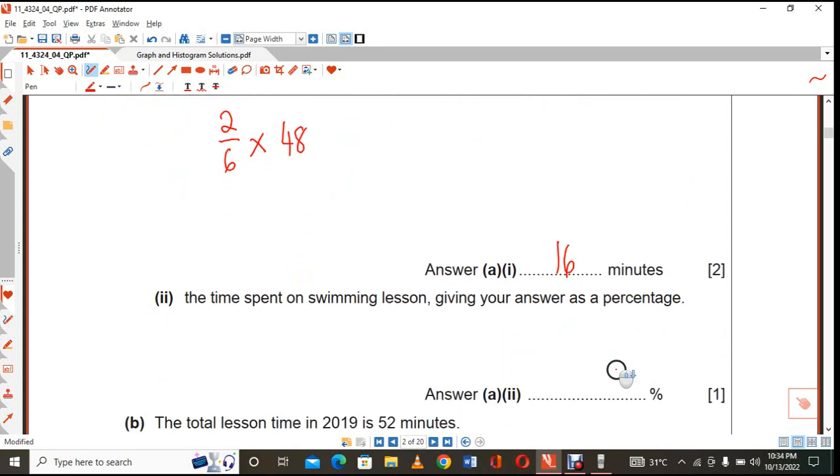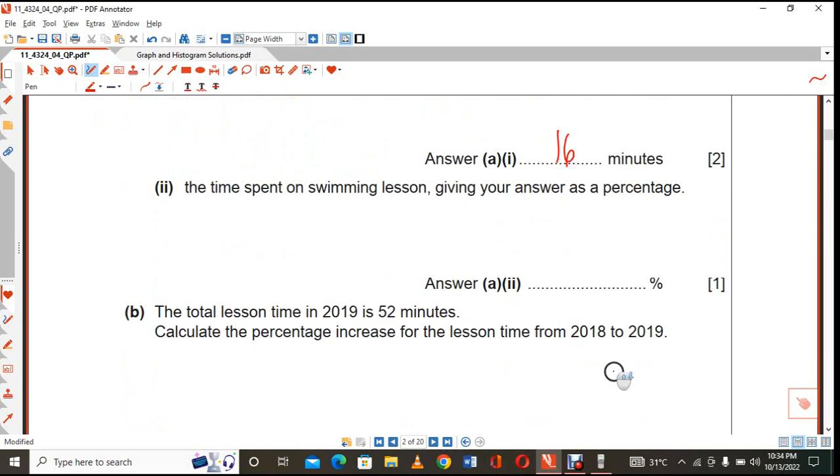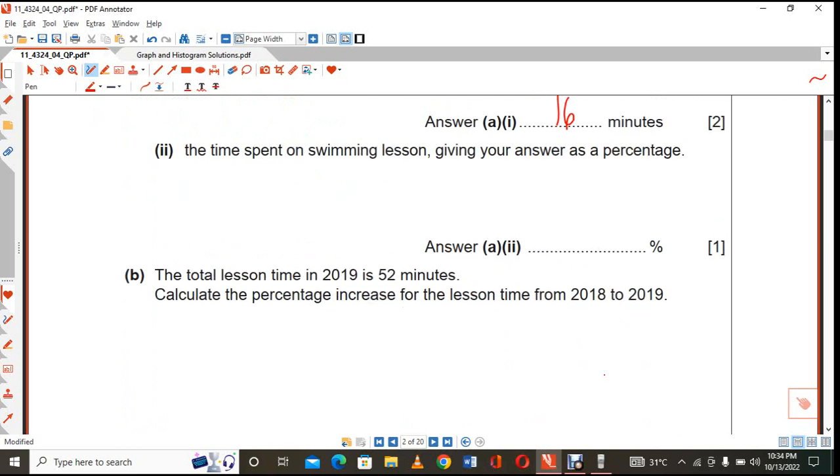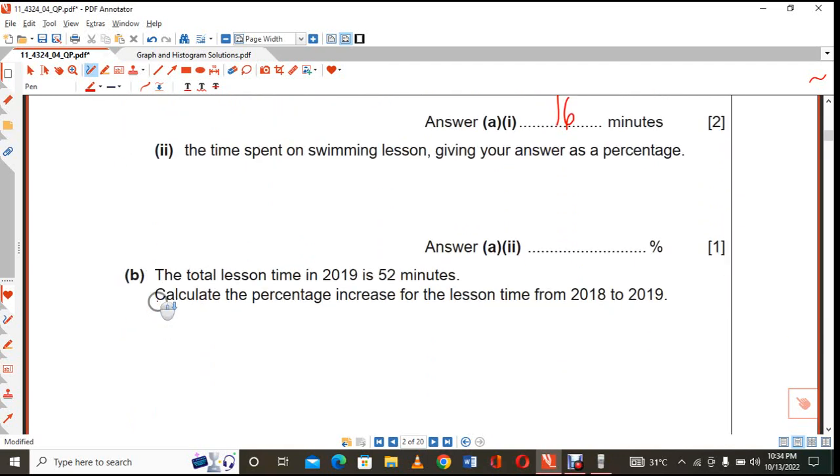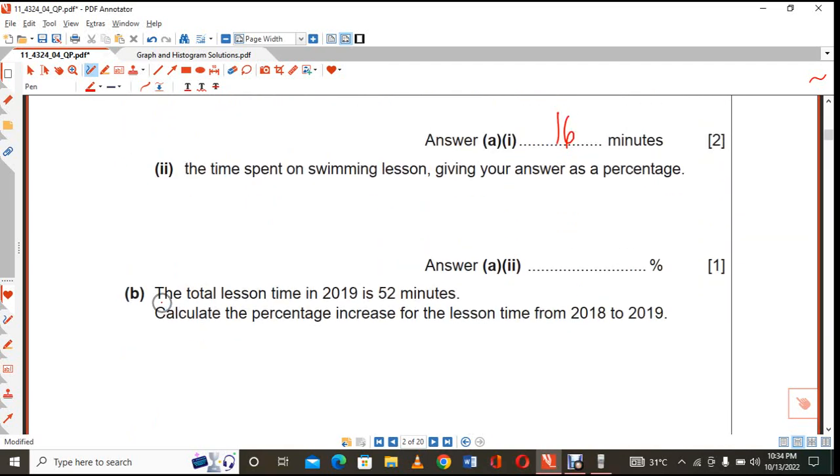Part 2, right? Remember, you can always pause and check how I am getting to the answers. Part 2 says you are supposed to find the time spent on swimming lesson, giving your answer as a percentage. So if you look at your ratio, the time spent on swimming is 3 parts out of the 6, which is the same as a half. A half of 100%, well, that is just 50%.